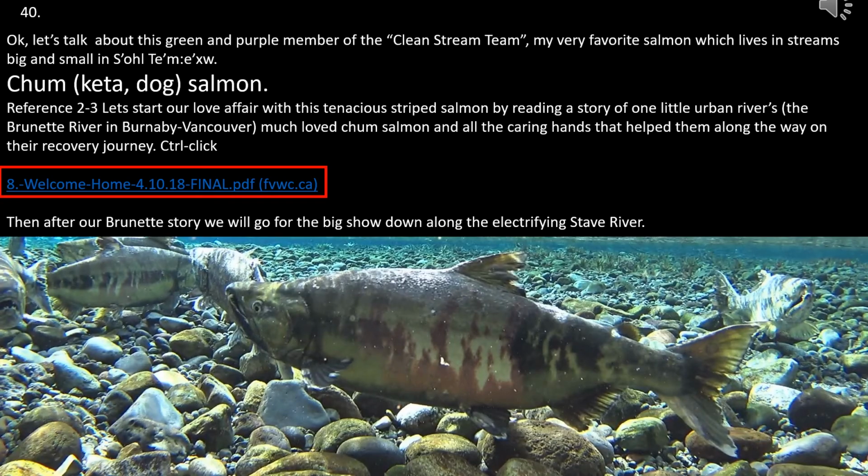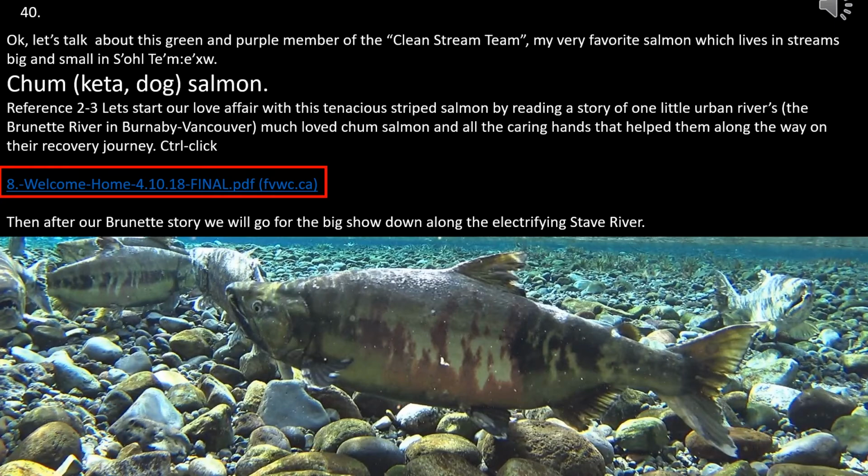Okay, let's talk about this green and purple member of the Clean Stream team. Chum salmon are my very favorite salmon. This salmon lives throughout our area in streams small and large. The form we're talking about lives in the surface runoff, the rain-driven streams. Chum salmon are also known as keta salmon, dog salmon.